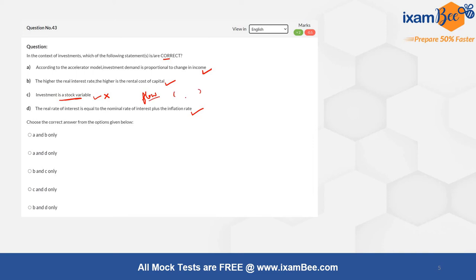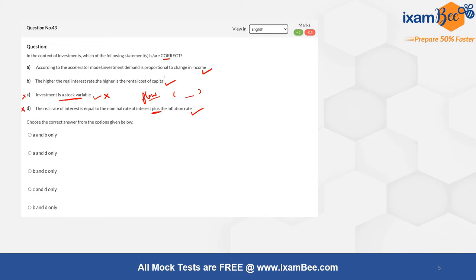measured over a period of time and not at a particular point of time, unlike the money supply measure, which is a stock concept, or the wealth, which is also a stock concept. But investment is a flow variable. So statement C is incorrect. And the real rate of interest is equal to the nominal rate of interest minus the inflation rate. It's the difference between the two. So again, this D statement is also incorrect.